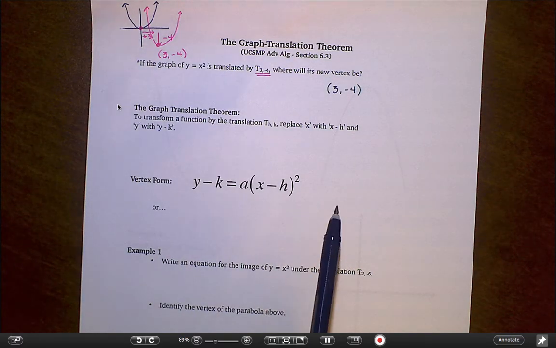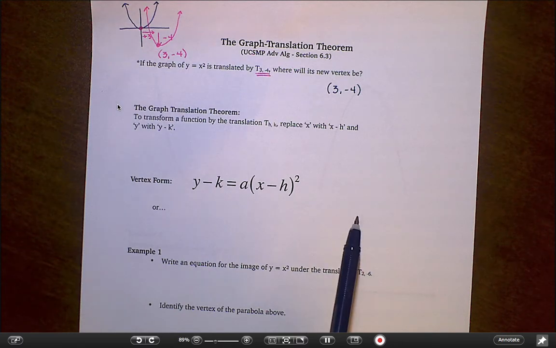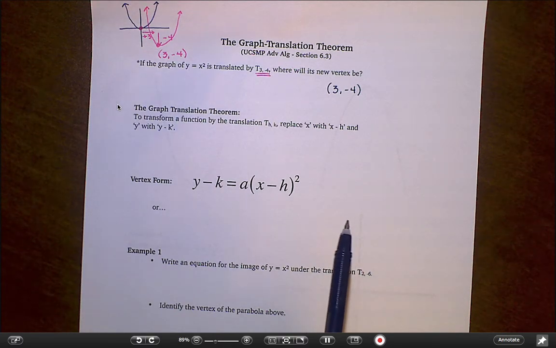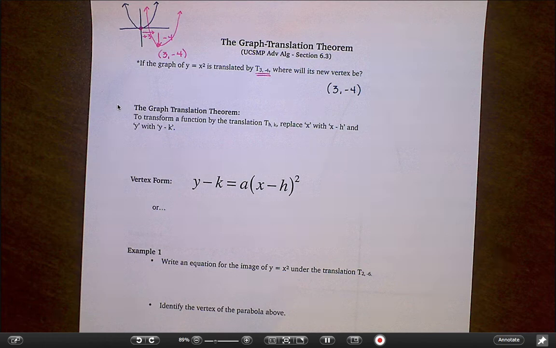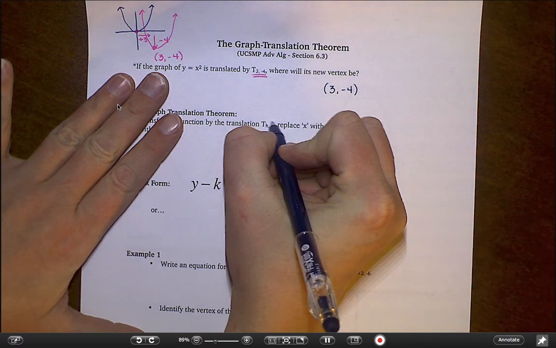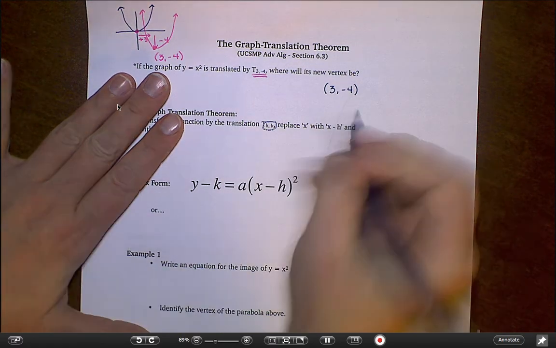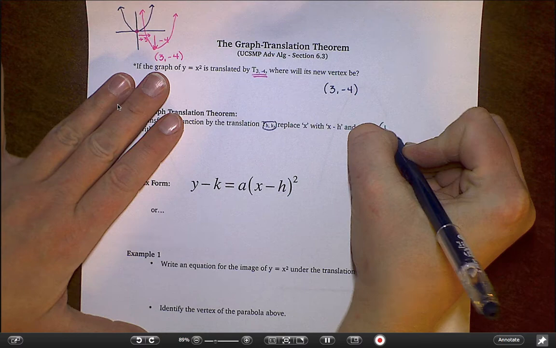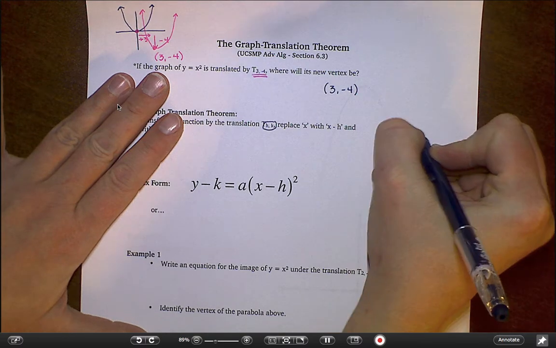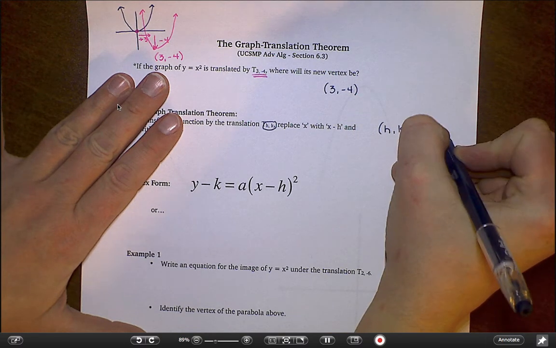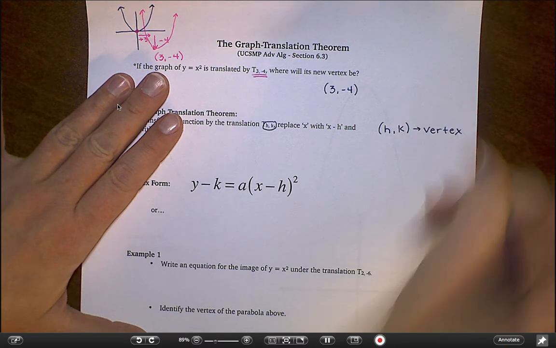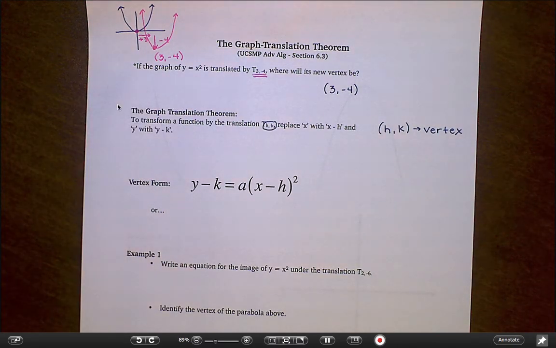It says to transform a function by the translation T h comma k, replace x with x minus h and y with y minus k. Now, there's a couple of things to unpack here, but if you need to pause to write that down, you certainly may. Okay, first thing I want to point out here is the notation. We always use h and k, the letters h and k, to represent the vertex of a parabola. Okay, so anytime you see me talking about h and k in terms of quadratics, I'm talking about the vertex.